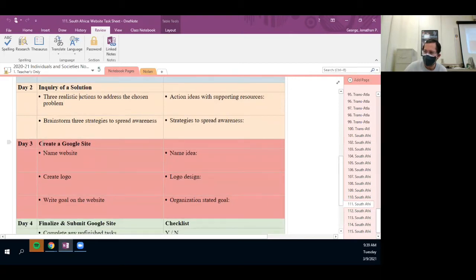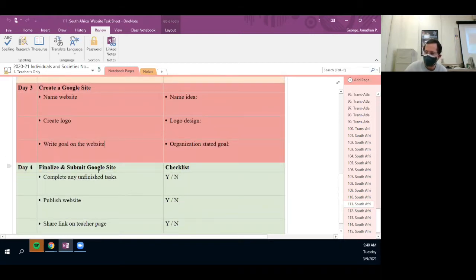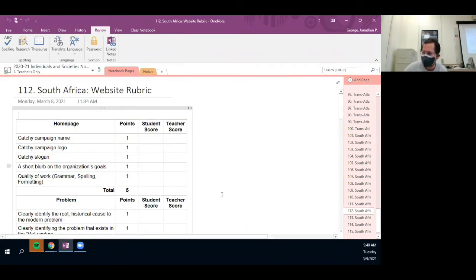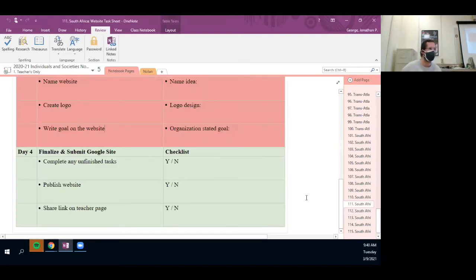Day 3, create a Google site, create the website: what's the name, logo, and goal of the organization, and then complete any unfinished tasks. You're going to check that out. That's day 4, that's Monday: publish the website and share the link for me to look at. Everybody, let's look at 112. Let's do this first. Any questions about 111? Y'all want to put anything in the chat? Any questions?